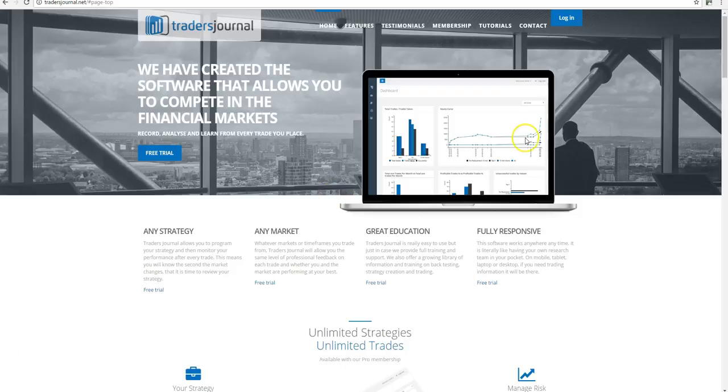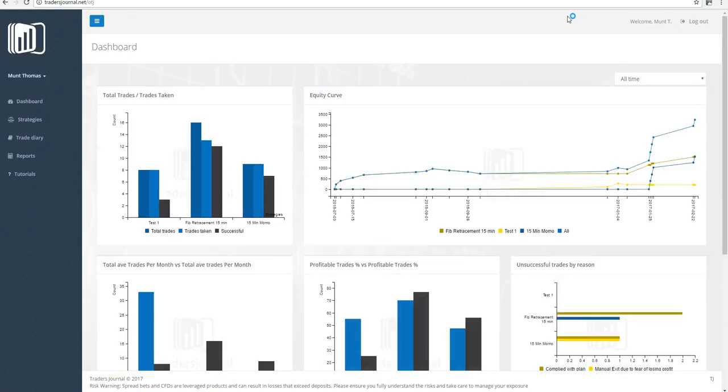So first of all, what we're going to do, we're going to log in quickly to our Traders Journal. There we go. Okay, so you can see this is the Traders Journal dashboard. This is all of the various bits and pieces, some of the existing strategies I've put in, some of the results. All of this is covered in more detail in some of the other videos that show you around the platform. So today what we're focusing on is putting data into a new strategy.